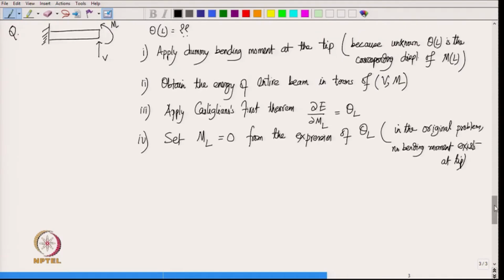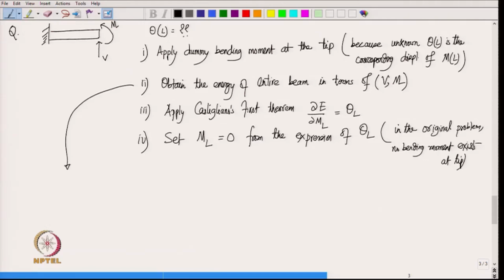Okay. So, to obtain the energy, which is the second step here, we have to find out what is the shear force and bending moment at every cross section. If you solve this, you will get V of x simply equal to V. If you set your coordinate system such that this is x, that is your y and this is your z, then we have V_y of x equal to V and m_z of x equal to m plus V into (L minus x).